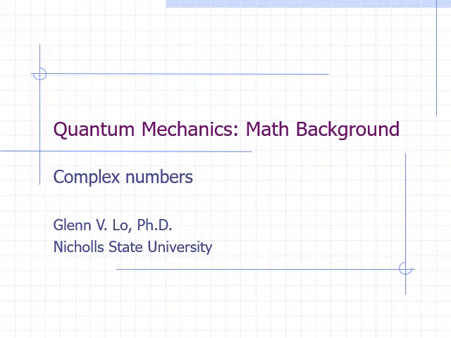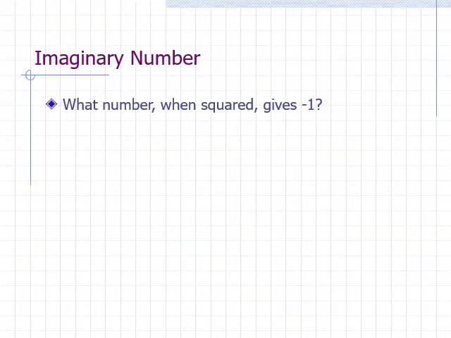In this lesson, we'll do a review of complex numbers since they are used a lot in quantum mechanics. What number, when squared or multiplied by itself, gives you -1? In other words, what is the square root of -1?